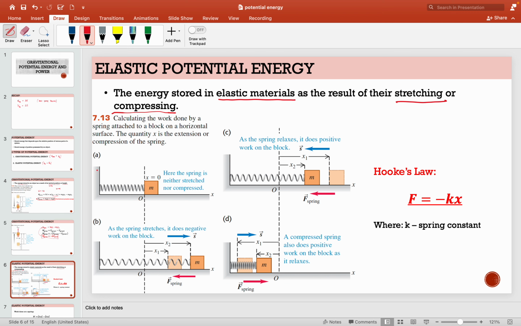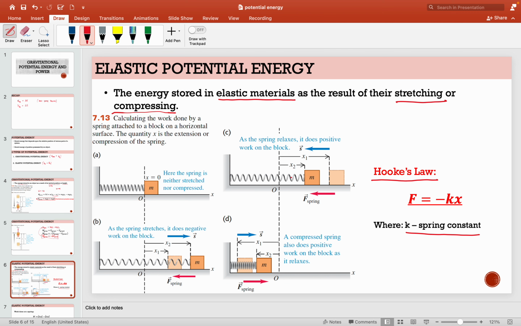Okay. So now, we have here figure 7.13, A, B, C, and D. These are different scenarios for a spring that is either stretched or compressed, or as is. Before we proceed, we have here Hooke's law. I will be introducing you to Hooke's law, which is the formula for the force related to the spring. Hooke's law states that the force F is equal to k, our spring constant, times x.